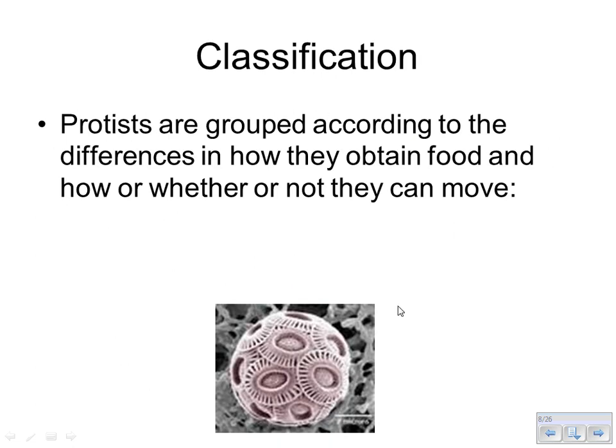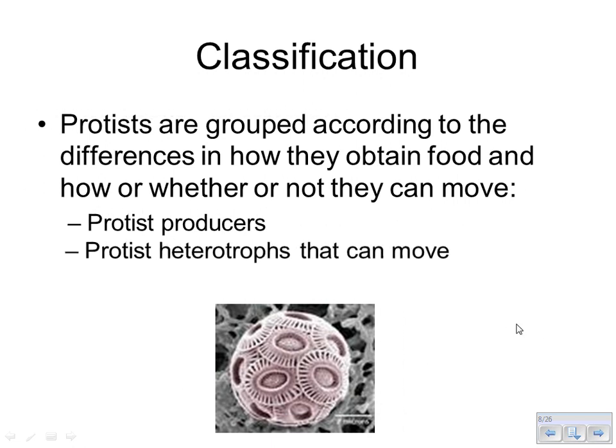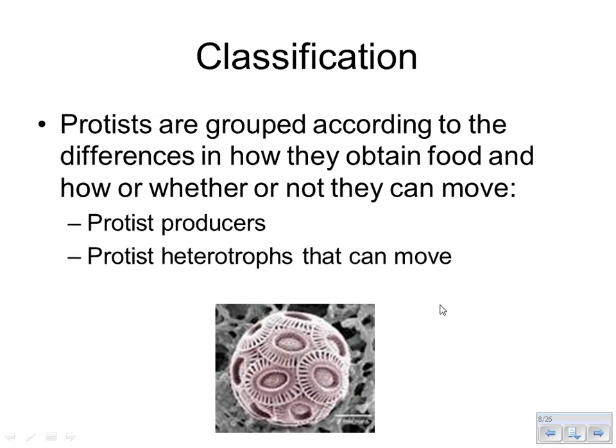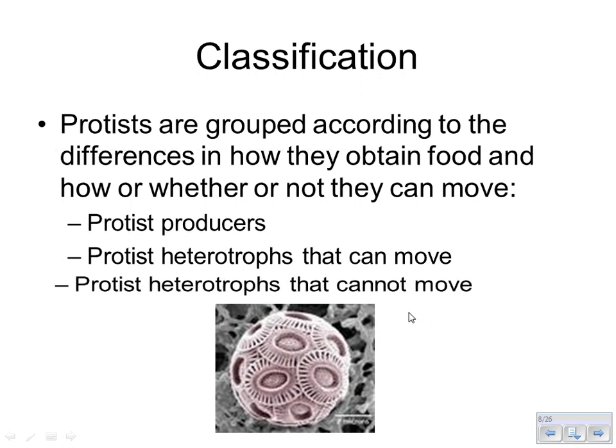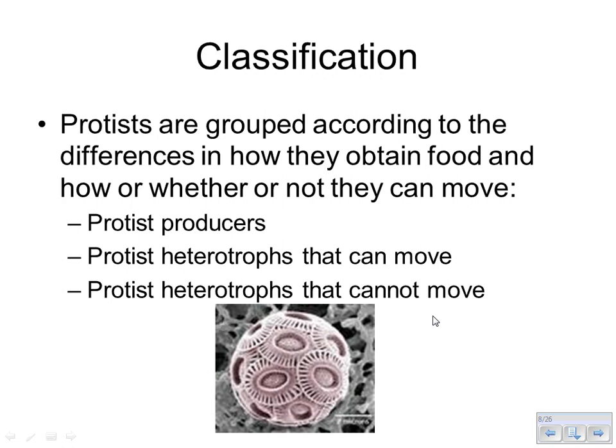Okay, how are protists classified? They're grouped according to differences in how they get food and whether or not they can move. Okay? There are three main groups, and they are as follows. The protist producers, so those are the ones that make their own food. I could also say protist autotrophs here instead of producers. The protist heterotrophs that can move, and the protist heterotrophs that cannot move.